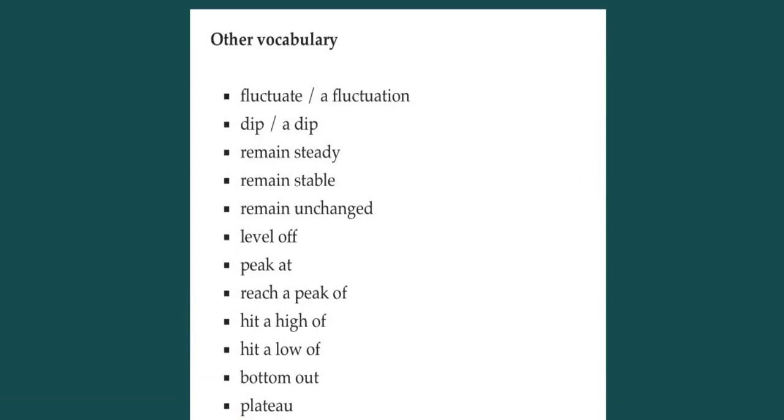Other vocabulary: if there is some sort of fluctuation, then you can write fluctuate as a verb, and a fluctuation means article with noun. Dip, remain steady, remain stable, remain unchanged, level off, peak at, reach a peak of, hit a high of, hit a low of, bottom out, plateau.